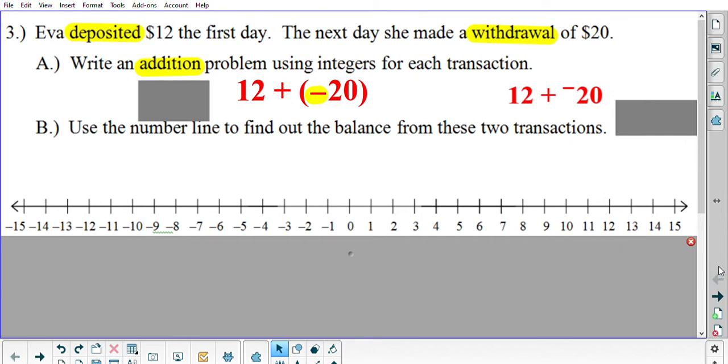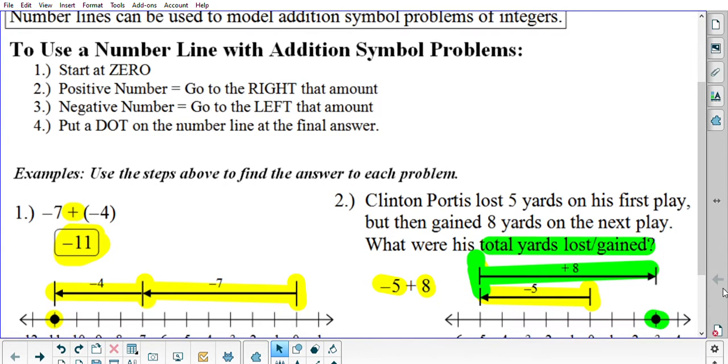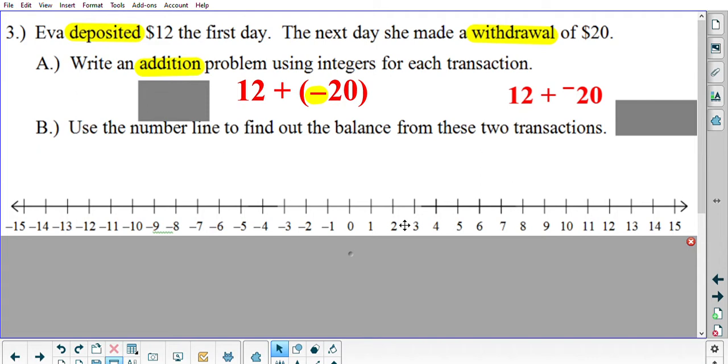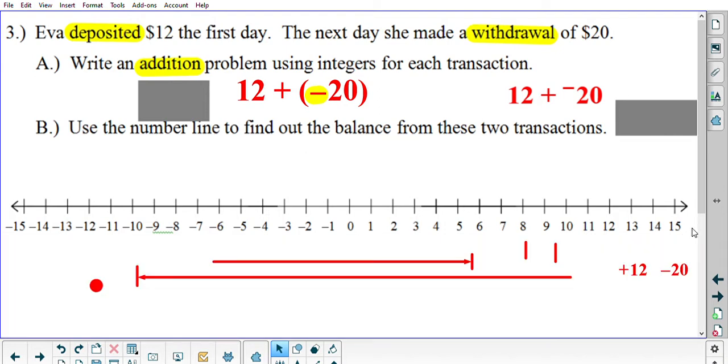Okay, part B. Let's see if you can take what you learned from numbers 1 and 2 and do the drawing of the bars above the number line on your own. So hit pause on the video, do part B on your own. All right, I hope you've done that. Let's see how you did.